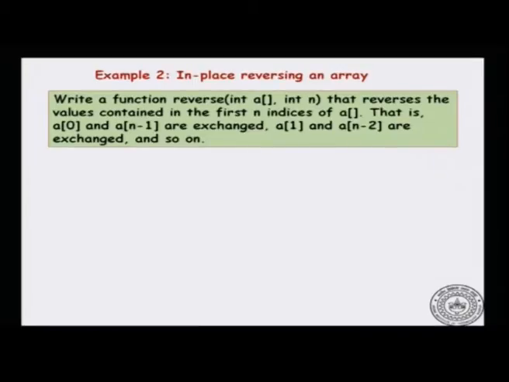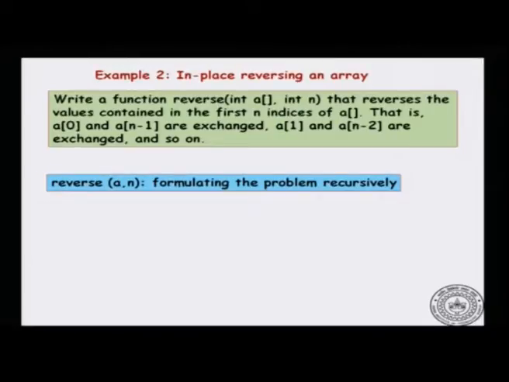So, we had to reverse an array A with n elements, and it is supposed to reverse the values contained in the first n indices of A, that is A0 is exchanged with A n minus 1, A1 is exchanged with A n minus 2, and so on. So, we have to do approximately n upon 2 exchanges. Let us look at the problem recursively. We had earlier solved it using loops.